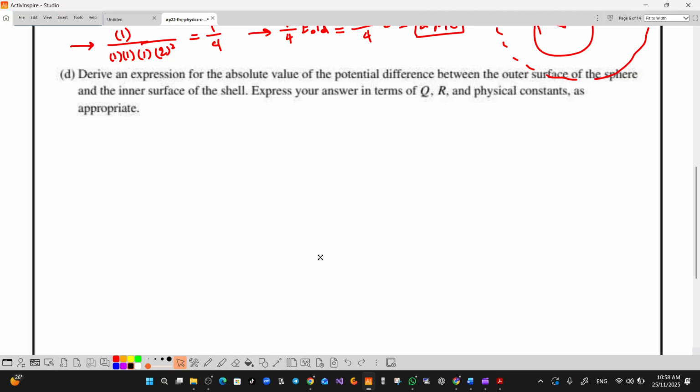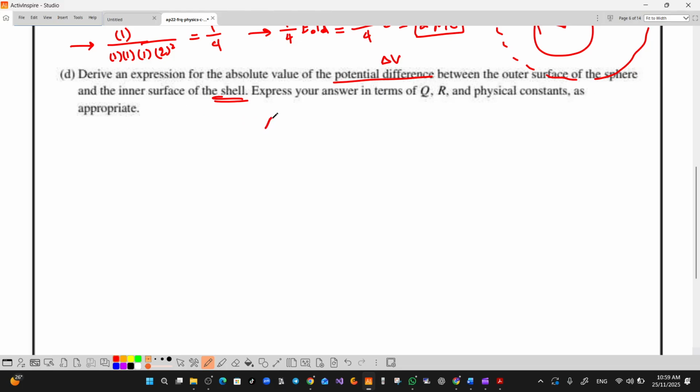Derive an expression for the absolute value of the potential difference, which means we need to find the delta V between the outer surface of the sphere and the inner surface of the shell. Express your answer in terms of Q, R, and physical constants as appropriate.